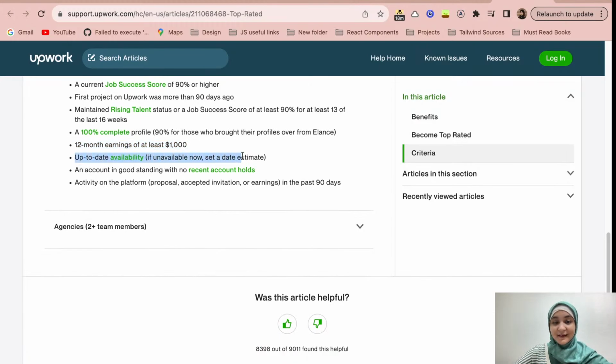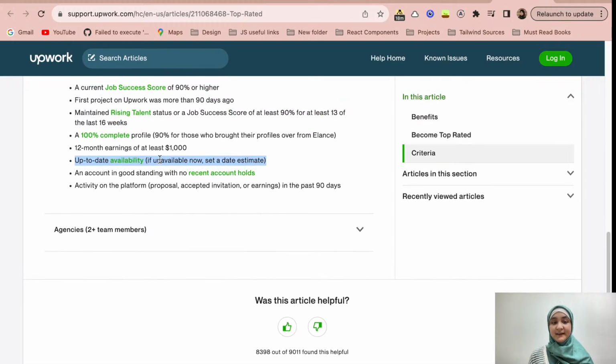And like in all other badges, you should have updated availability. Even if you are unavailable, you can set unavailable until next week, next month, or 3 months, and that also passes this criteria. Another thing, as you can see, is account in good standing with no recent account holds, which means adhering to Upwork terms of service, not getting banned, not spamming others, and so on. And activity on the platform in the last 30 days.